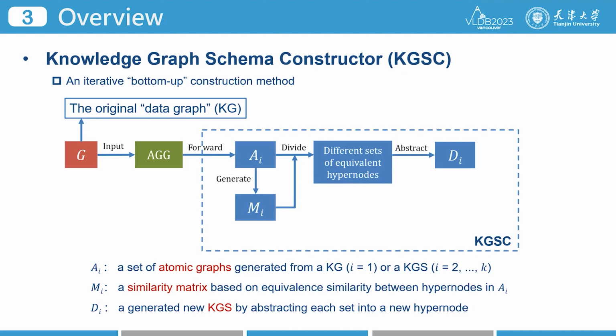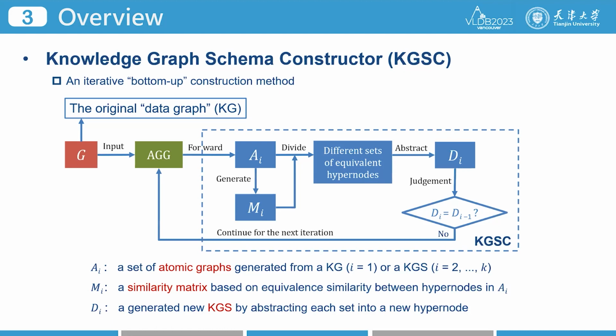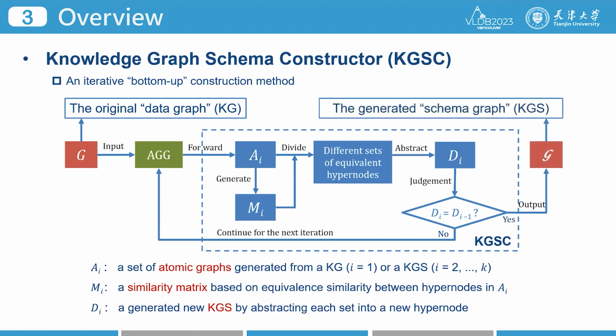The generated KG D1 will be re-input to the AGG component as new data for the next round of iteration. When D_i no longer changes compared to the previous round of iteration, the whole process ends, and we regard D_i as the final schema graph. Eventually, this schema graph will be transmitted to the graphical user interface for rendering, for users to view and manipulate.